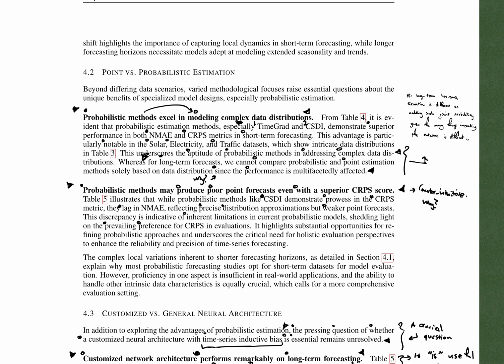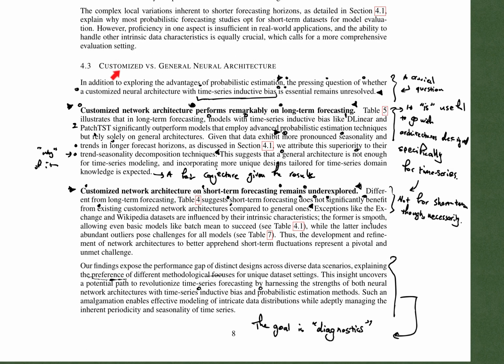The other component is probabilistic methods may produce forecasts that are poorer in terms of the point estimation and point values, but superior CRPS scores. So you can see that, for example, CSDI, and we will go over the table in the next slide, you have a better CRPS score but worse NMAE score, reflecting precise distribution approximation but weaker point forecasts. So they mentioned that this discrepancy is indicative of inherent limitations in current probabilistic models, shedding light on the prevailing preferences for CRPS in evaluation. So CRPS is highly preferred, and at the same time you have to understand that NMAE might be inferior in the probabilistic methods.